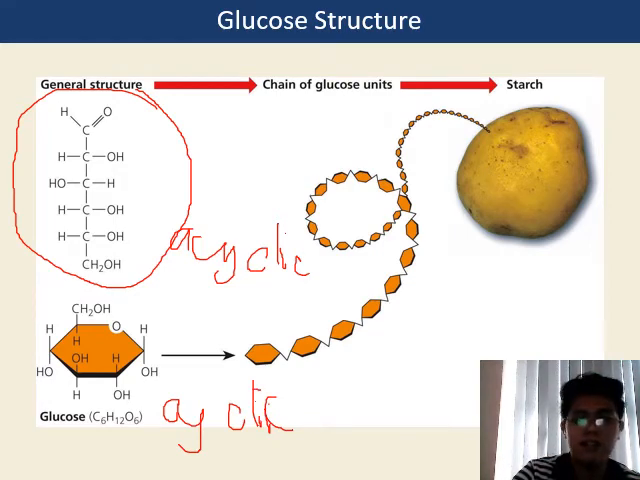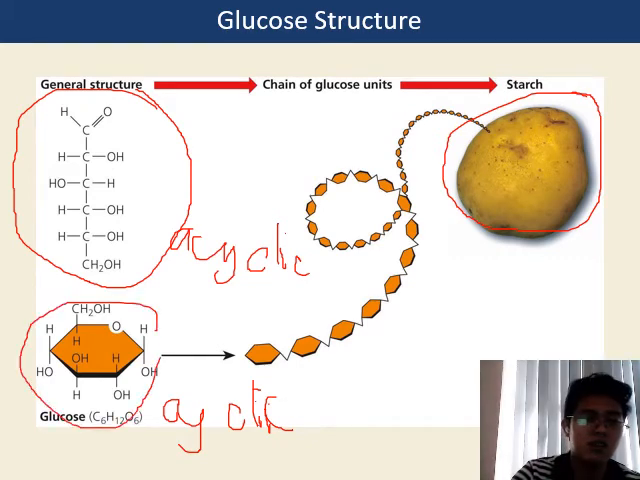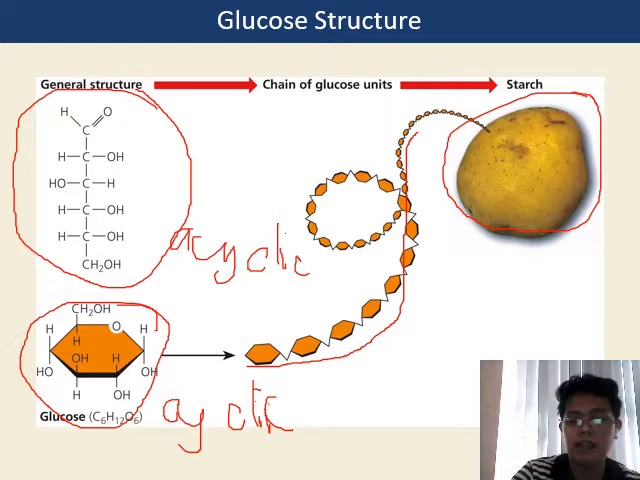So glucose is present in plants, especially in plants that contain starch, and glucose also is present in algae or fungi because they are also photosynthetic organisms. So this is just an illustration of what glucose is in its cyclic and acyclic structure, and it can be in a chain form, a chain of glucose units that is inside a plant, like a potato.